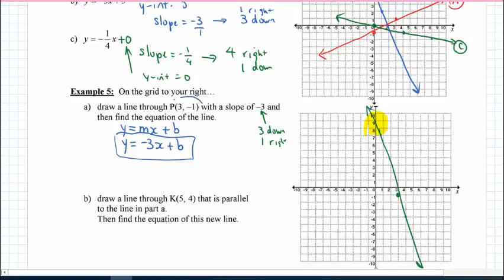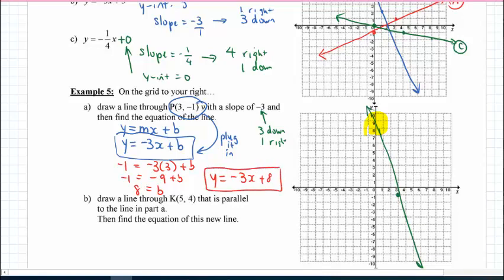So if I were just to take this point and plug it in, I should be able to solve for b. So let's do it. -1 is the y value. 3 times 3 plus b. That's -9 plus b equals -1. I'm going to move the -9 to the side. b equals 8. So my equation is actually y equals -3x plus 8.